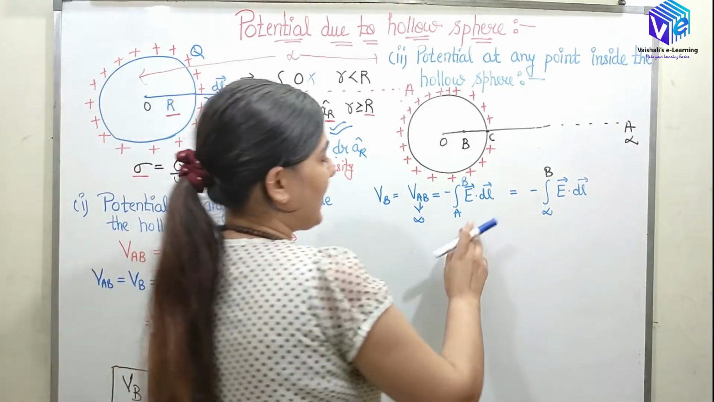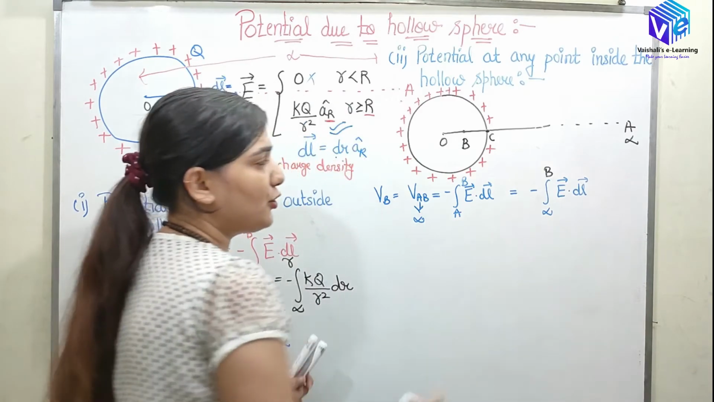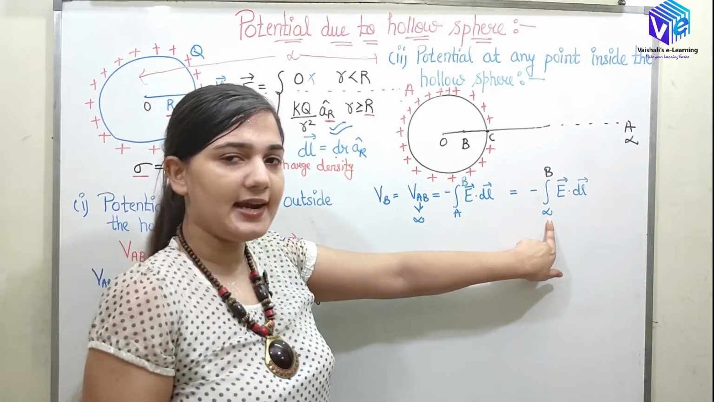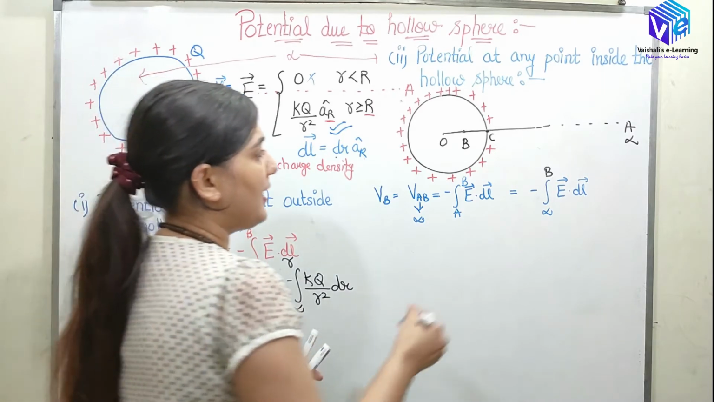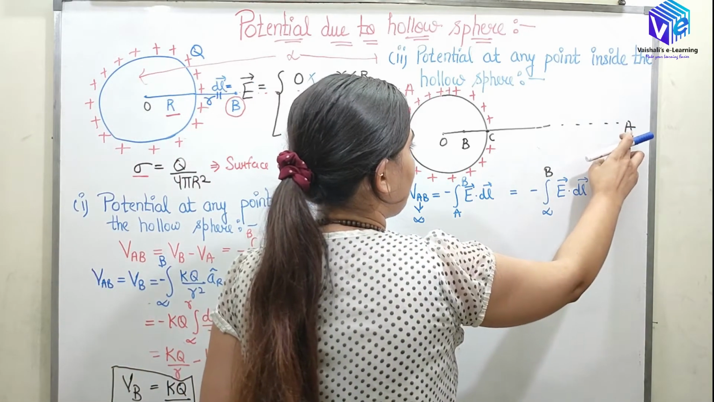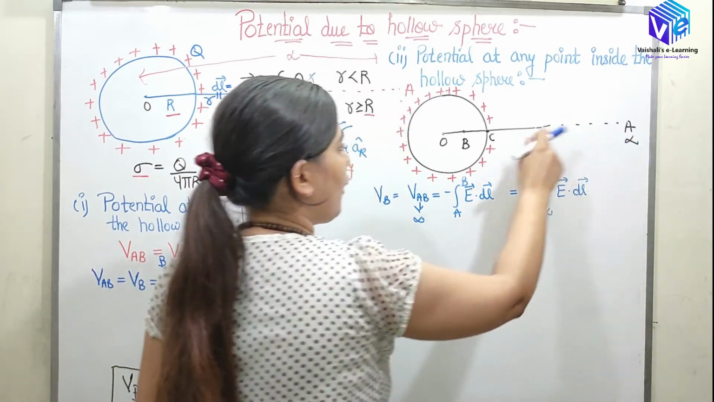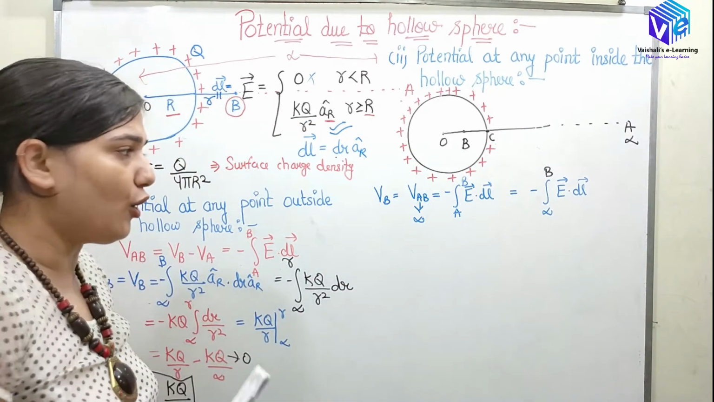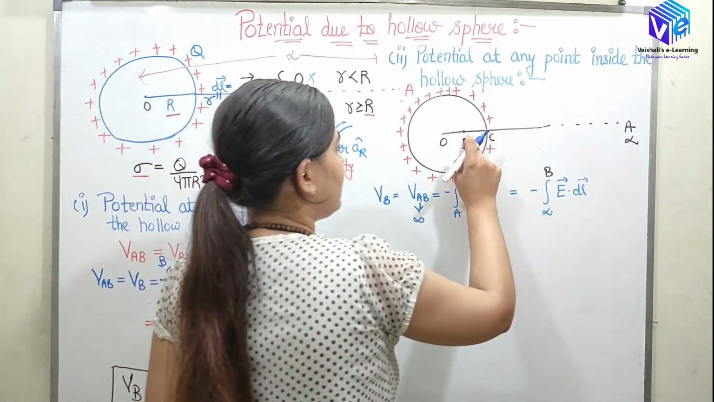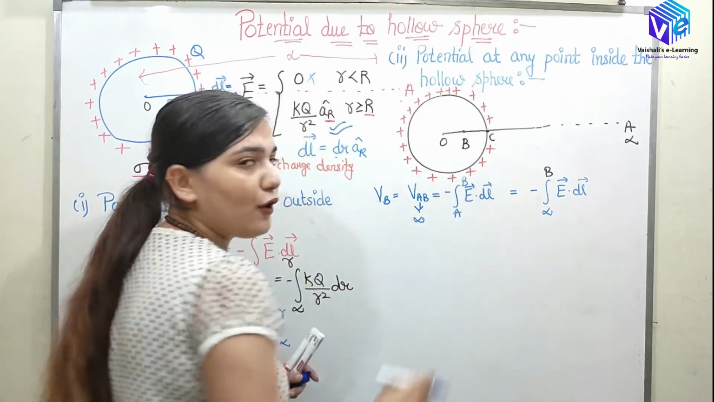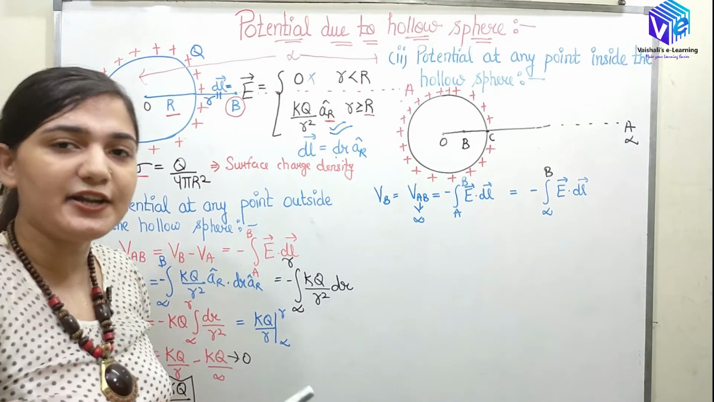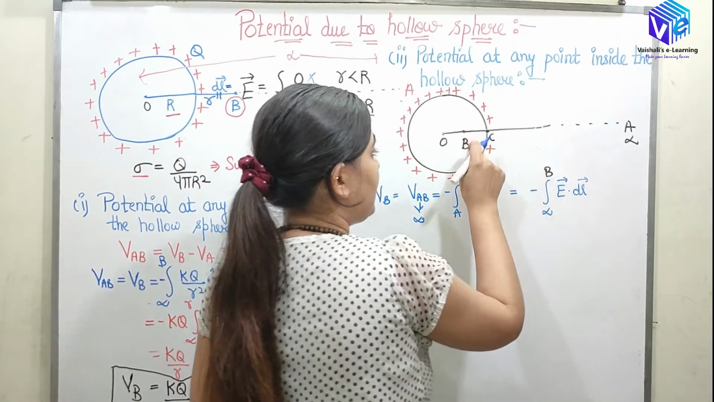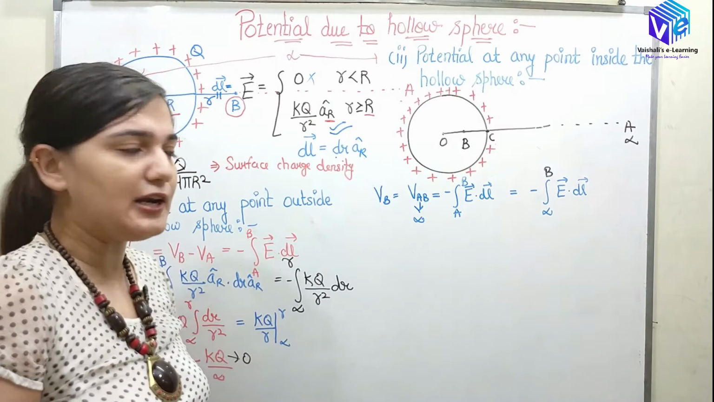Okay, so what I have done is, instead of A, I have put the value of A. Where is the point A lying? A is lying at infinity. Now here I can see that the point A is outside the hollow sphere. I have taken another point which is on the hollow sphere, and this point B is inside the hollow sphere. So the electric field is different for both of them. Here the electric field value is different, and here the electric field value is different.